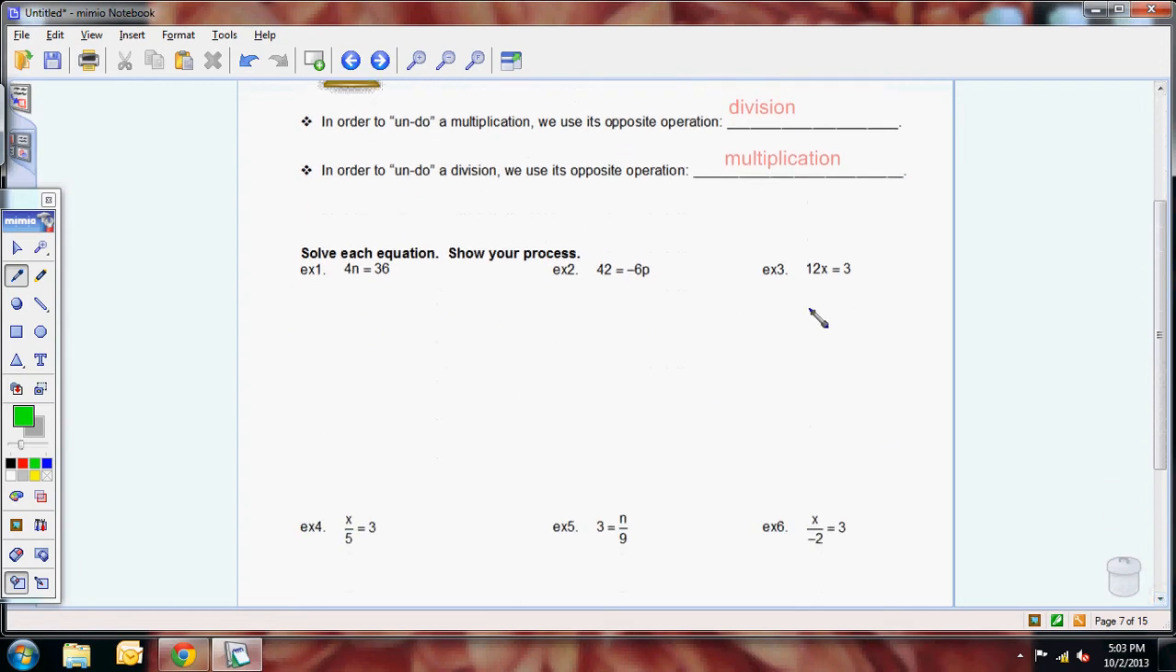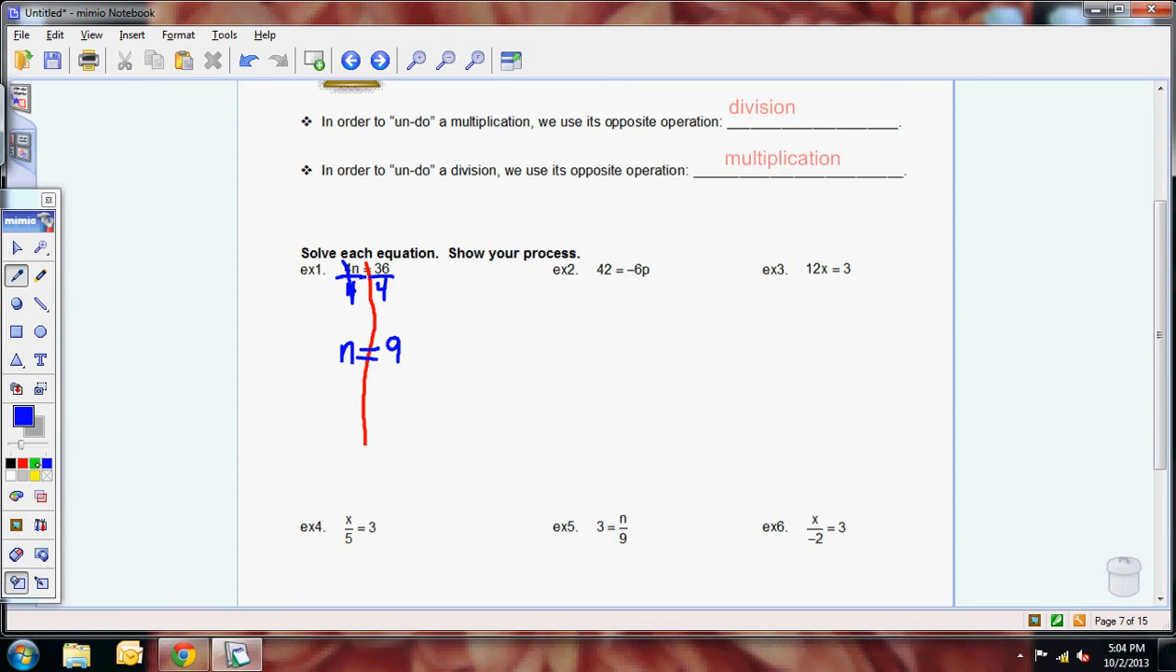These first three examples are all multiplication problems. The variable is right next to the number that's being multiplied. Like yesterday, we're going to separate our sides, and we have 4n, or 4 times n. To get n by itself, we're going to divide by 4 on both sides. 4 divided by 4 is 1, so we're just left with 1n, or just n. Whatever you do on one side, you have to do to the other, so I'm going to divide this side by 4, and I'm going to get 9.